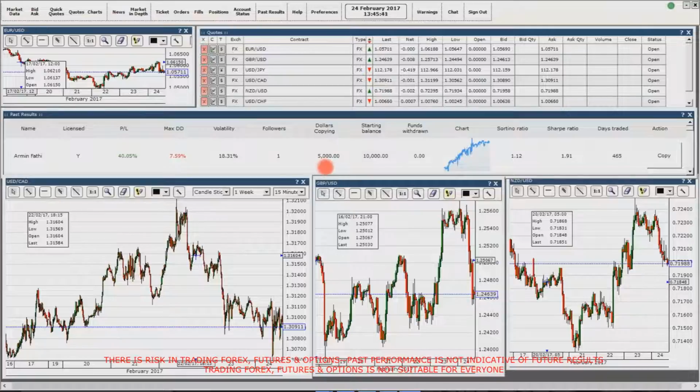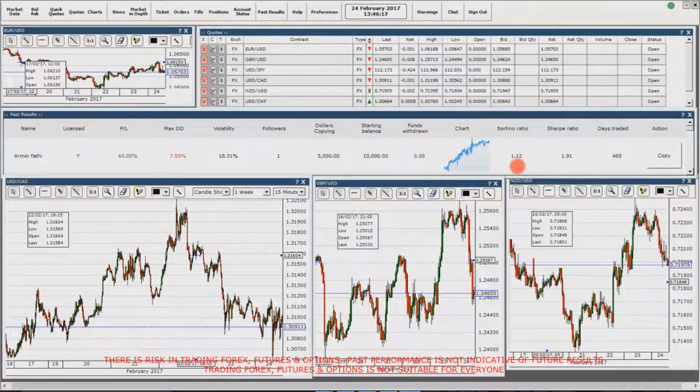Right now, in this moment, one account is copying me only, I should say. That account is copying me with $5,000. As you can see, I started 465 days ago with a starting balance of $10,000. That's twice as much as the account is funded with, which is copying me right now. Also, what you can see here is the chart, a graphical illustration of my past performance in these 465 days.